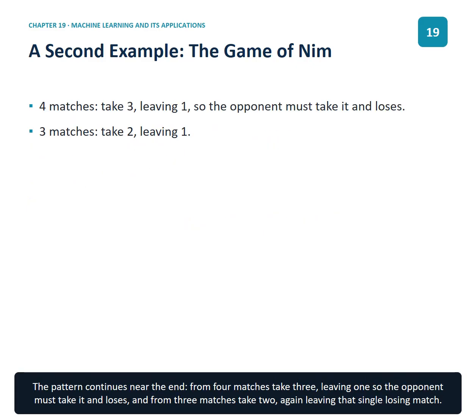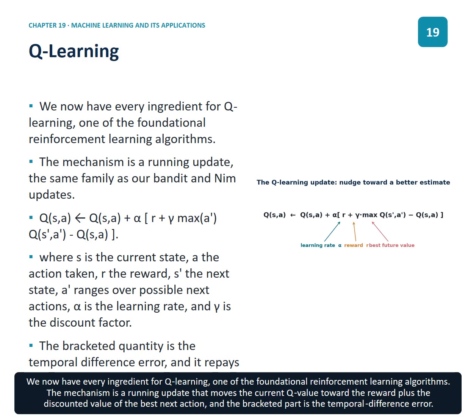The pattern continues near the end. From 4 matches, take 3, leaving 1 so the opponent must take it and loses. And from 3 matches, take 2, again leaving that single losing match. We now have every ingredient for Q-learning, one of the foundational reinforcement learning algorithms.